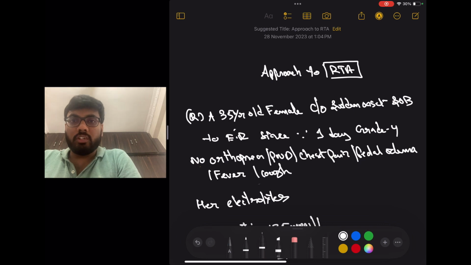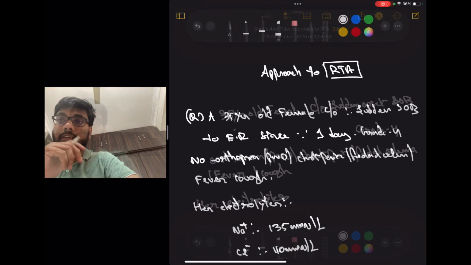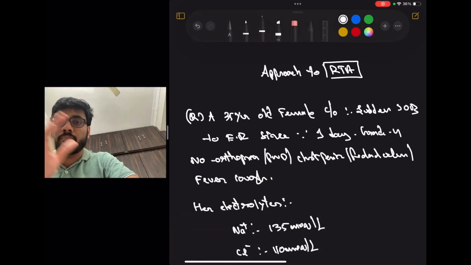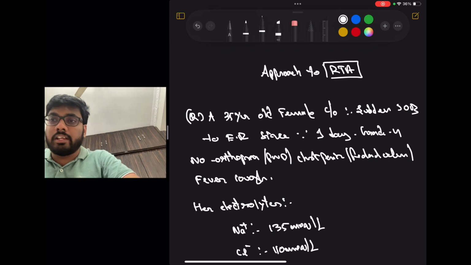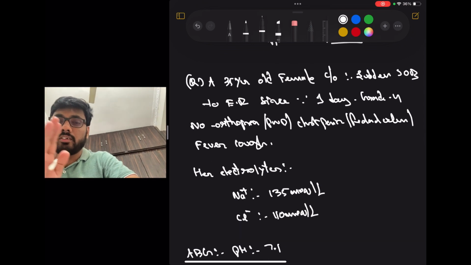So I am doing a Nephro series. In this, today I am dealing with the approach to RTA. Let's begin the session: RTA, renal tubular acidosis, from the basic approach. Okay, so in front we have our case. We go case by case, right?